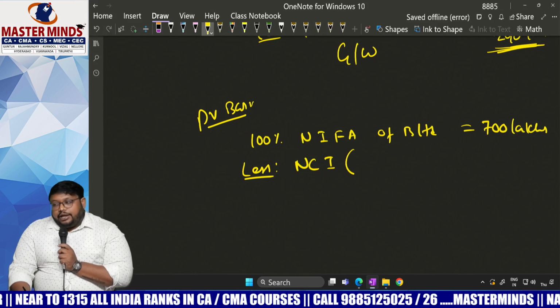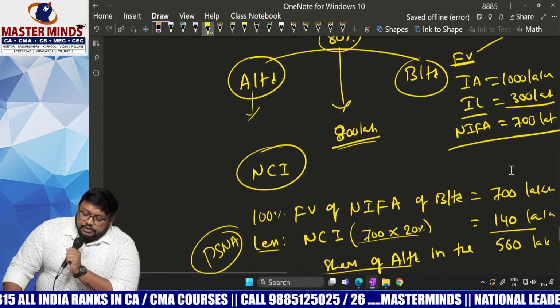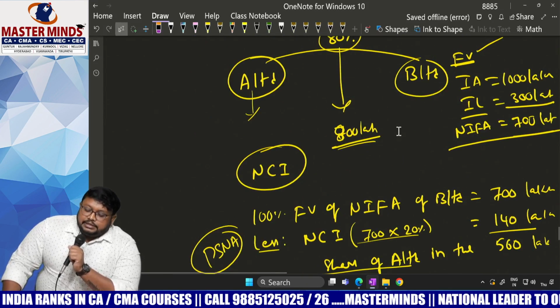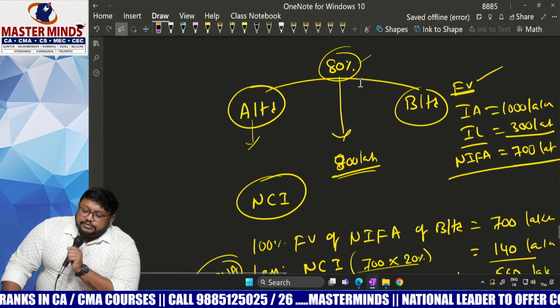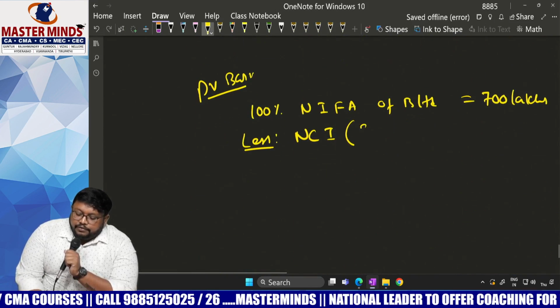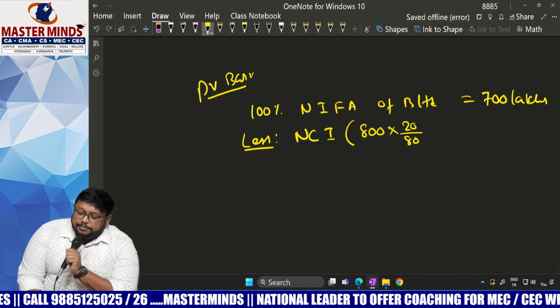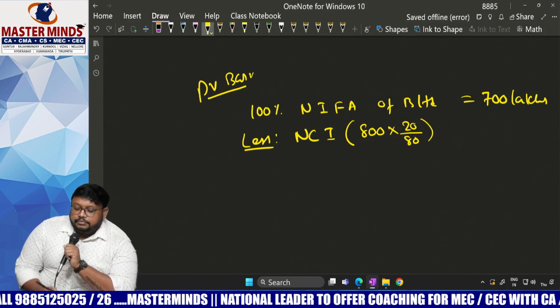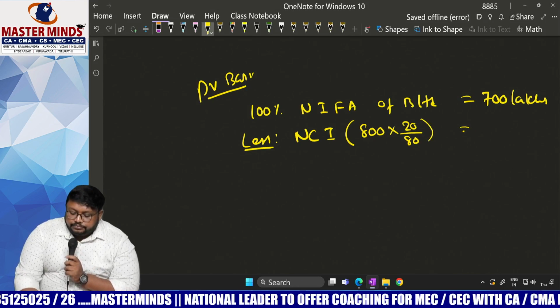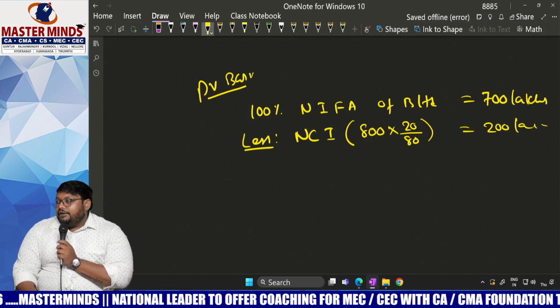Next one, fair value basis means, see how much consideration they are paying. 800 consideration they are paying for how much percentage of stakes? 80% of stakes. So 800 is for 80% of stakes. For 20% how much? 200 lakhs. That will be the NCI under fair value basis.